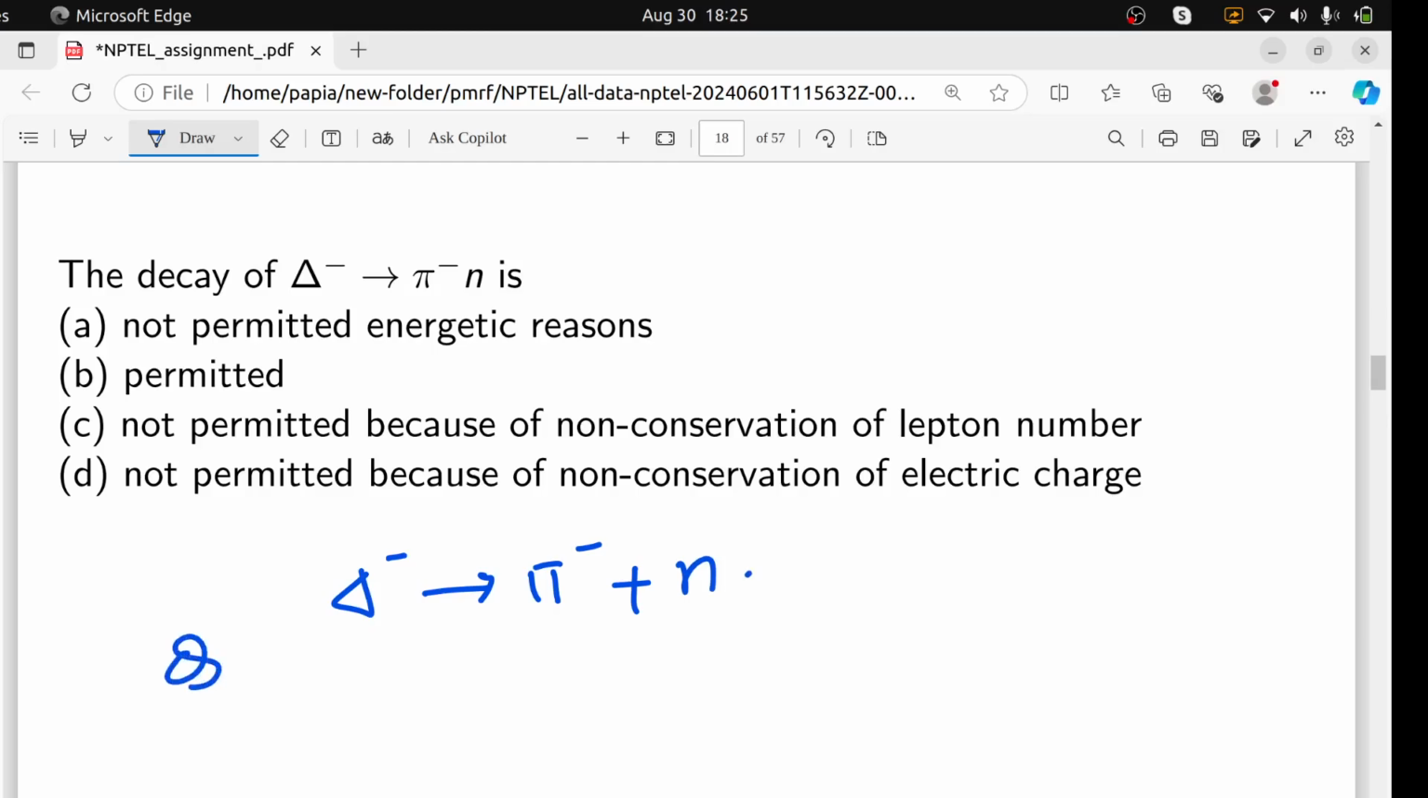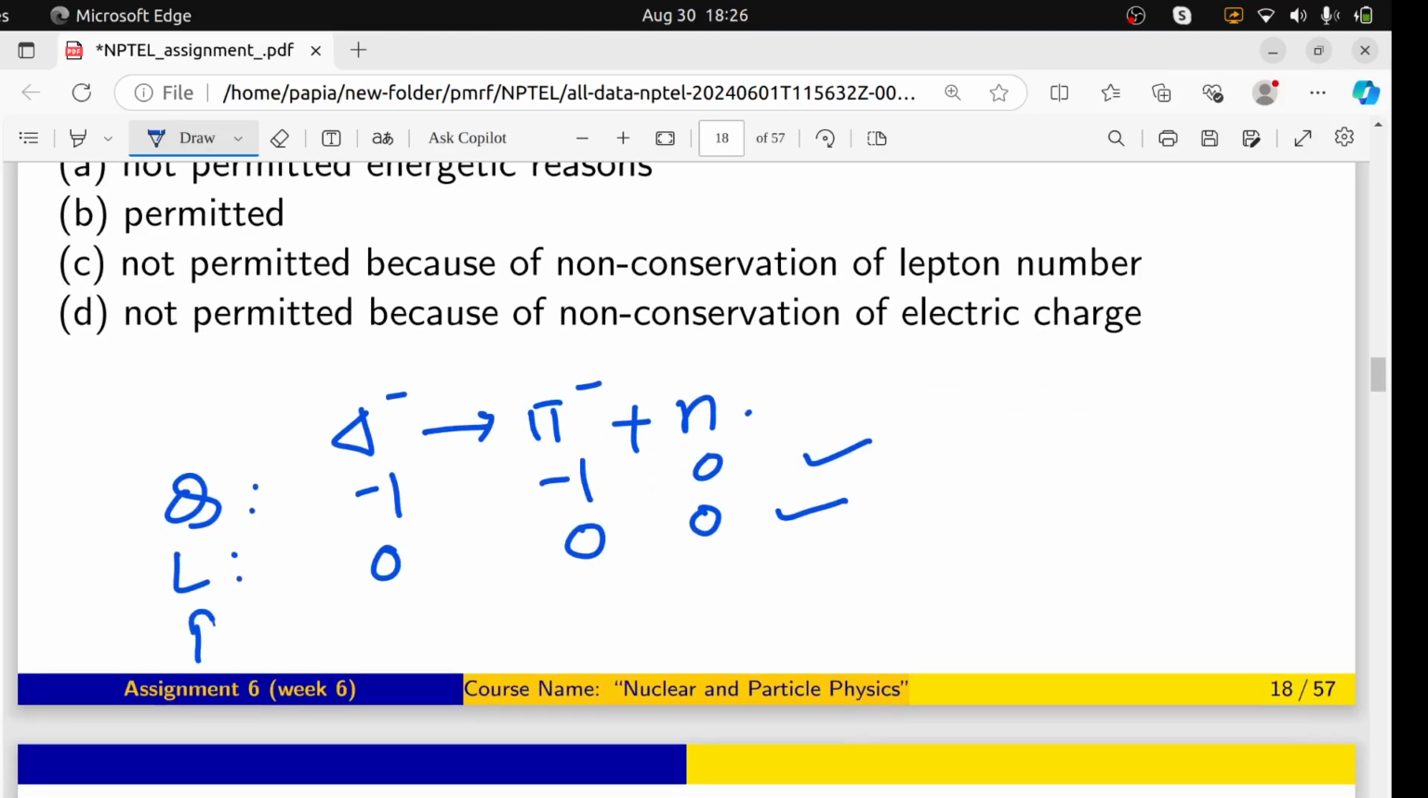First of all, delta minus going to pi minus plus n. As I told you at the very first, we will check charge. Charge is -1, -1, 0. Very good. Lepton number: this is not a lepton, not a lepton, not a lepton. Very good. Now coming to baryon number. This is a baryon, this is not a baryon, but this is a baryon, because neutron is a baryonic particle. So that is also fine. Delta B is equal to 0. Now you can see that charge, lepton number and baryon number, these three are conserved in the reaction delta minus going to pi minus plus n.